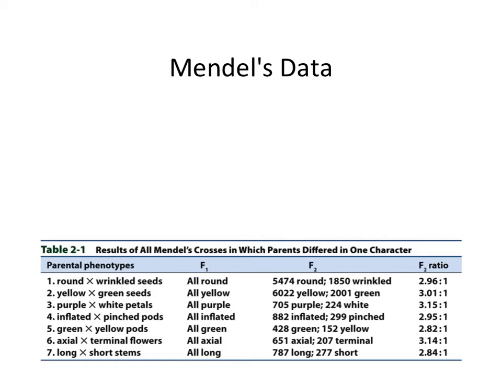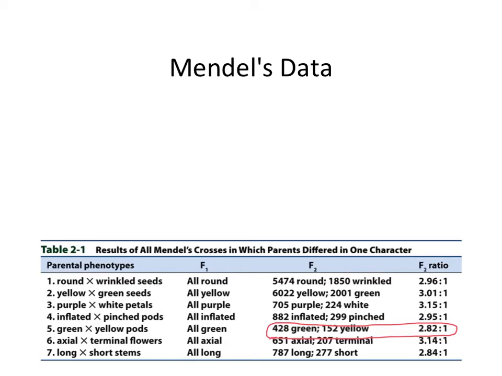So let's focus on analyzing his data that are the farthest from being in a 3-to-1 ratio. Let's look at yellow versus green pods, which only had a ratio of 2.82 to 1. The basic question we're asking is: is that ratio, 428 green pea pods to 152 yellow, close enough to a 3-to-1 ratio to support Mendel's conclusions?